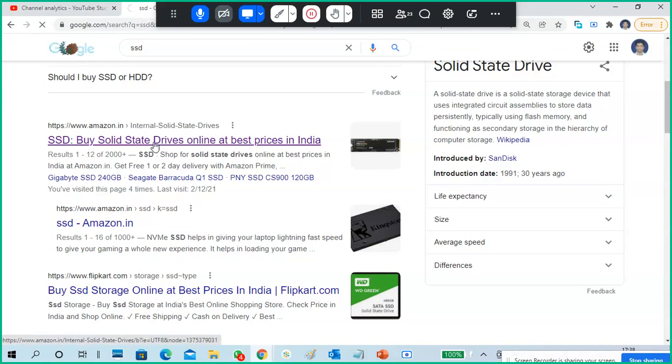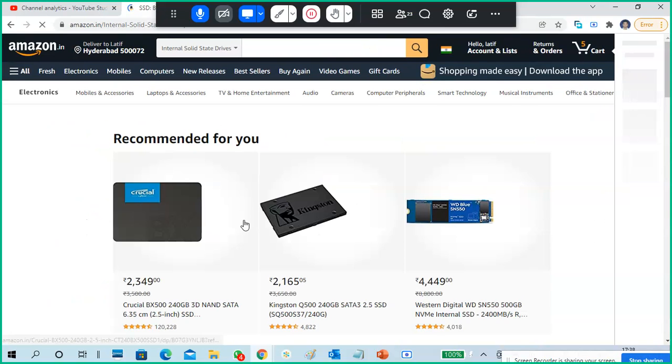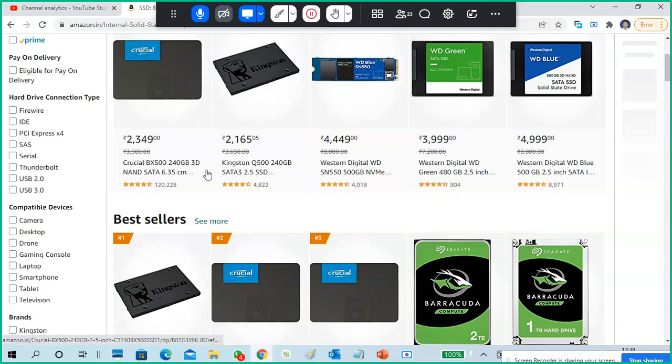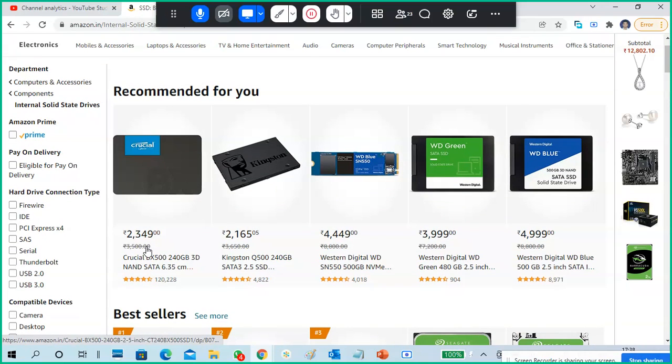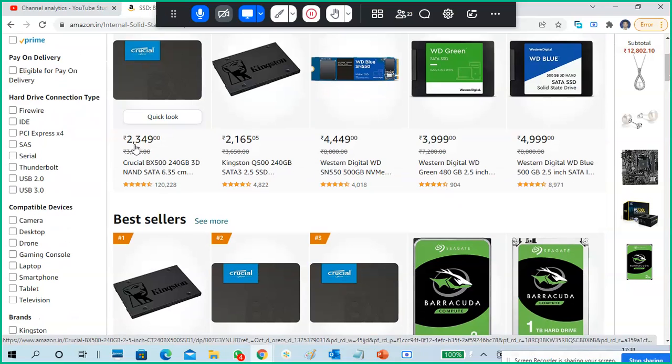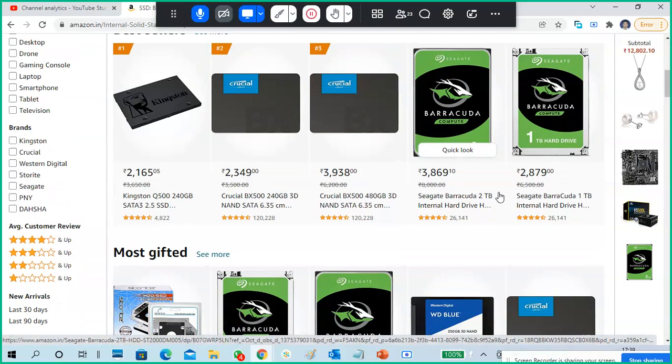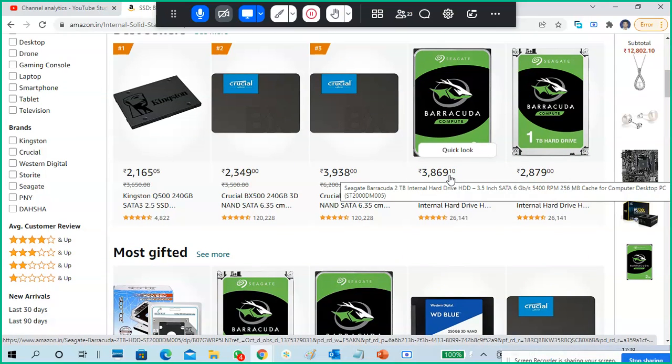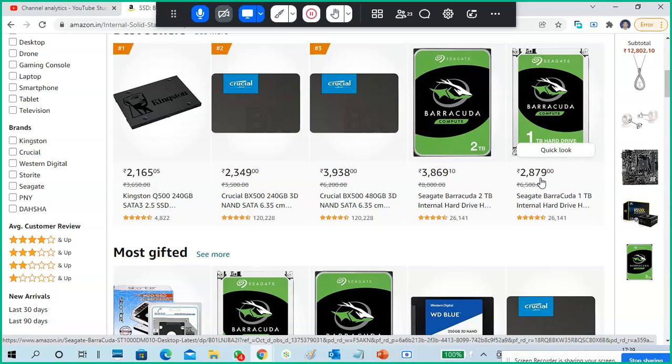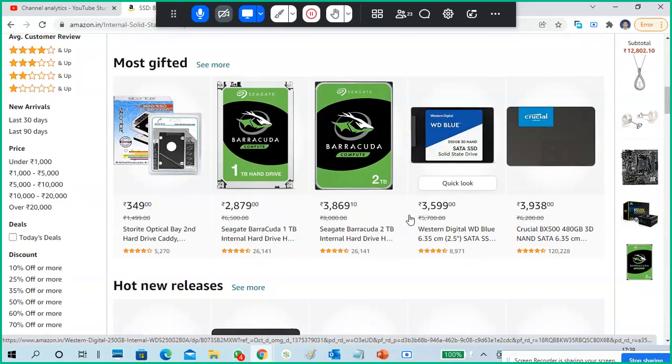Go to Amazon or like that, you can find the cost. So this is the 240 GB SSD. Now it is reduced; earlier it was 3000, now it is 2349. But this one is around 4499, the 500 GB SSD. But if you go to this, you will get more than 2 terabytes in size. 1 terabyte of hard disk is 2879. Okay, so like that.